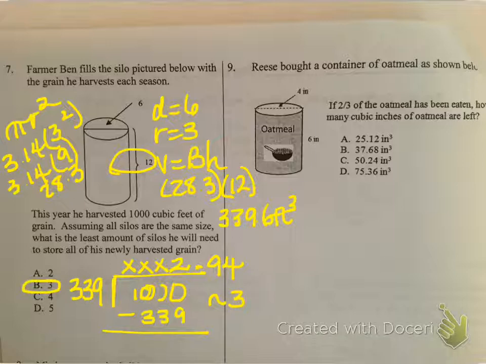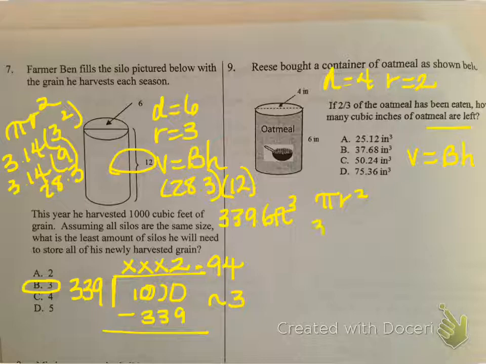Let's go across the page and look at number 9. Reese bought a container of oatmeal as shown below. If 2/3 of the oatmeal has been eaten, how many cubic inches of oatmeal are left? That's the key word. So we're going to have to do a number of things to find this answer. The first thing we need to do is remember our volume formula. Volume is area of the base times the height. I need to first of all find my pi r squared. In my cylinder, the diameter is 4, so the radius is 2.